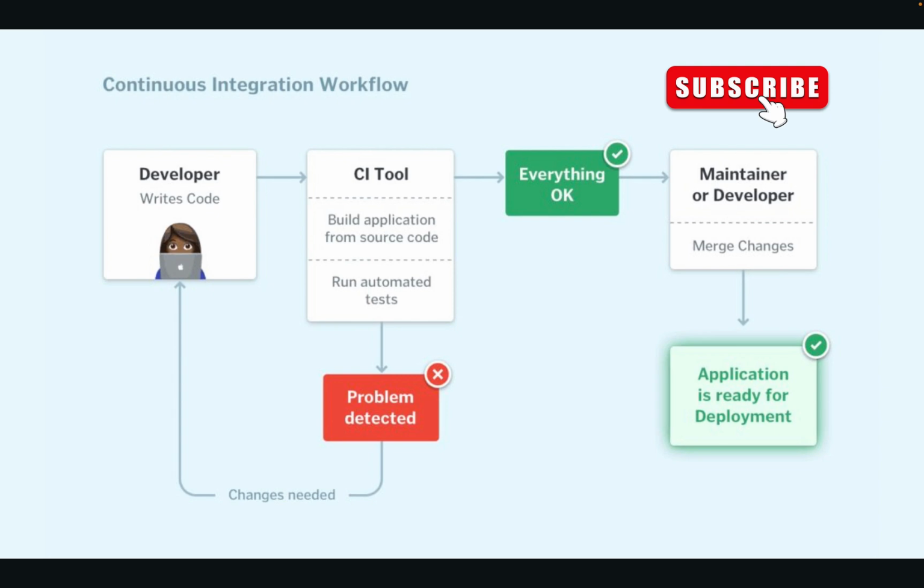code and push the code again. So this is the process of CI, and it will help us to improve the build life cycle. It will make releases very fast.